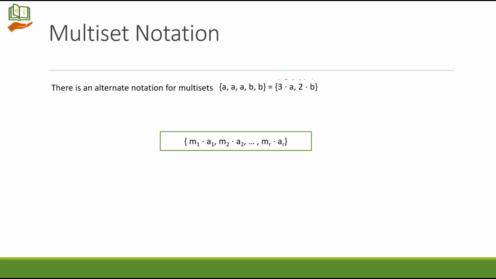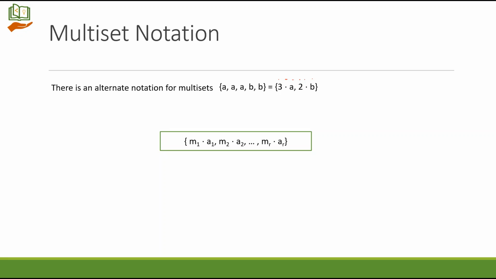What is the multiset notation? There is an alternate notation for multisets. Usually when we go for set representation, we don't consider the repetitive element. So in order to specify that this is a multiset, we go with this particular notation. We write the element along with the number of times it is occurring. The order doesn't matter, we know it's an unordered collection. So when we say 3 into A, we can understand A has occurred 3 times. When we say 2 into B, we can understand B is occurring 2 times.